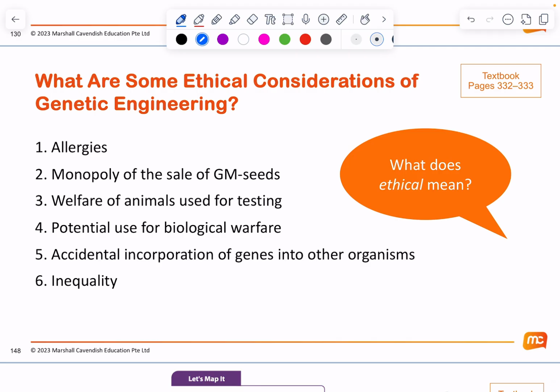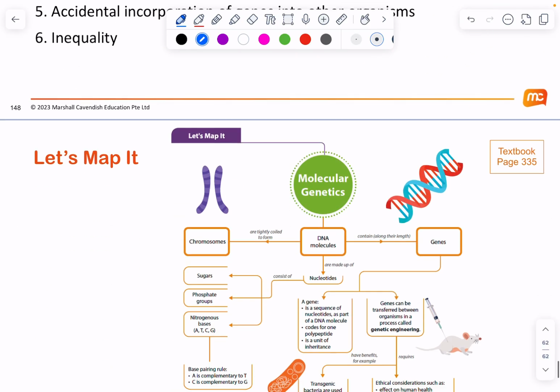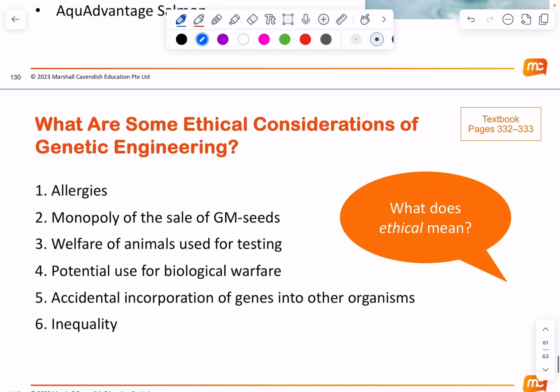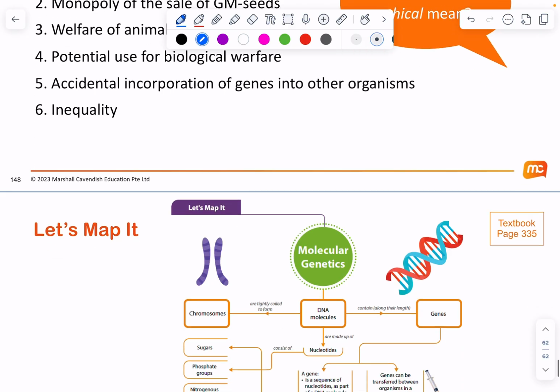Then accidents also do happen. Let's say you grow a super virus or super bacteria because of this. When you are trying to understand how it works, then it mutates. So there's that danger. And of course, inequality, like who can afford and who cannot afford. Okay. So these are some of the areas of the ethical considerations of genetic engineering.